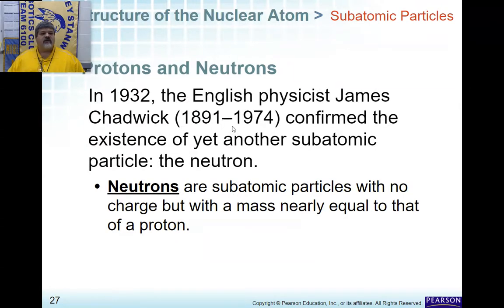Okay, neutrons were discovered by James Chadwick. They're subatomic particles with no charge, but they do have a mass equal to that of a proton. So again, they're 2,000 times larger than the electron. Now the mass is important because what the mass does is allows the nucleus to stay together.